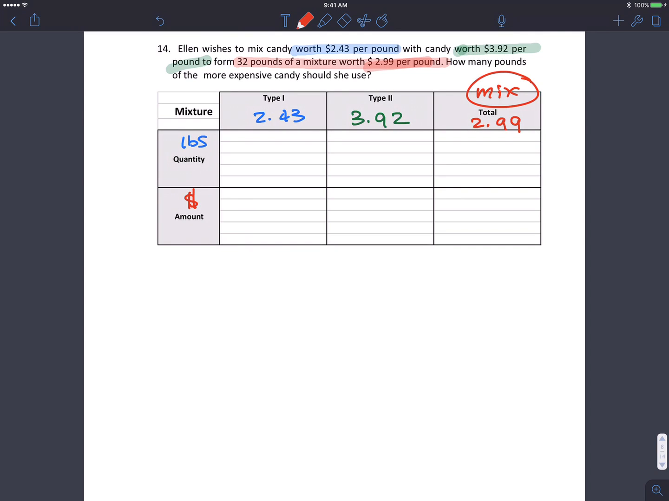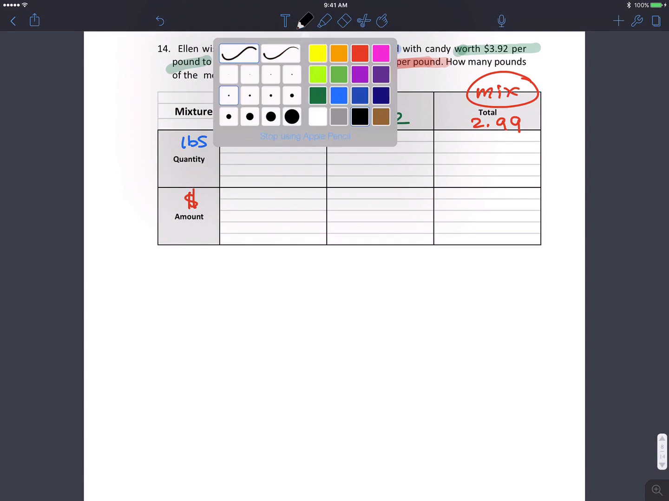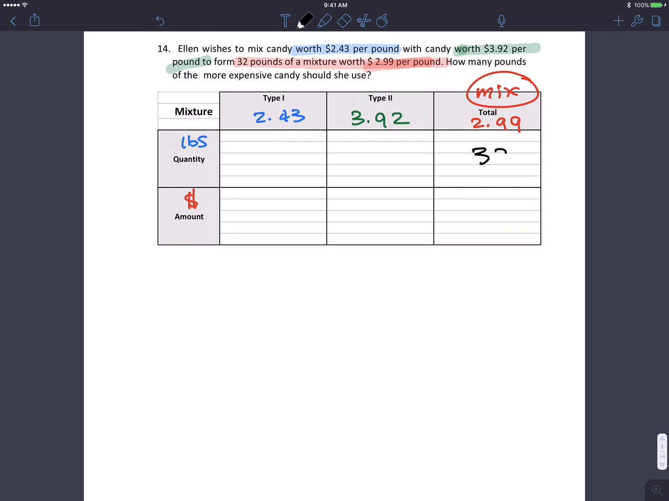Now, what they gave us was they told us that they're going to want this mixture to be 32 pounds. Now their question is, how many pounds of the more expensive candy should she use? Well, they never mentioned anything about pounds for each type. Type 1 and type 2, they only gave us the dollar per pound. So we're going to let that first type be X. Quantity is X pounds. The second type, we're going to let be Y. The quantity is Y pounds. So that our equation is X plus Y is 32.